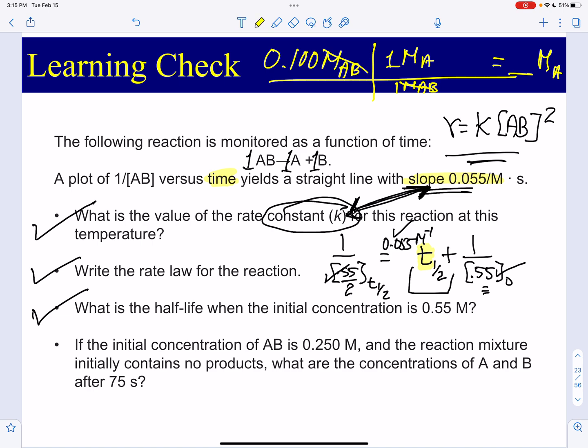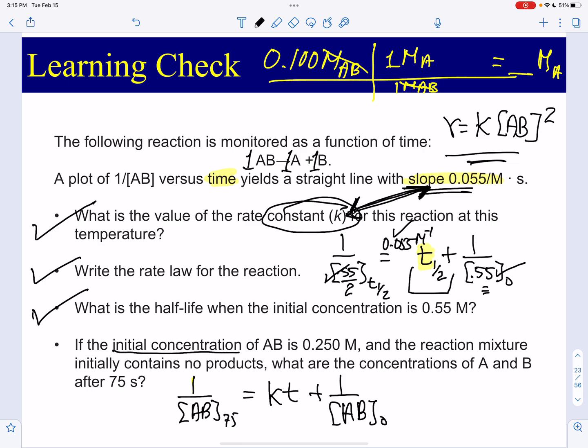Since we know this is a second order reaction, we know that 1 over the concentration of AB at 75 seconds is going to be equal to kt plus 1 over the initial concentration. Do we know the initial concentration? Yes, we do. Initial concentration is this much. So let's put that in there. So that's going to be 0.250, and you don't necessarily have to put the M. The brackets tell me that that's molarity.